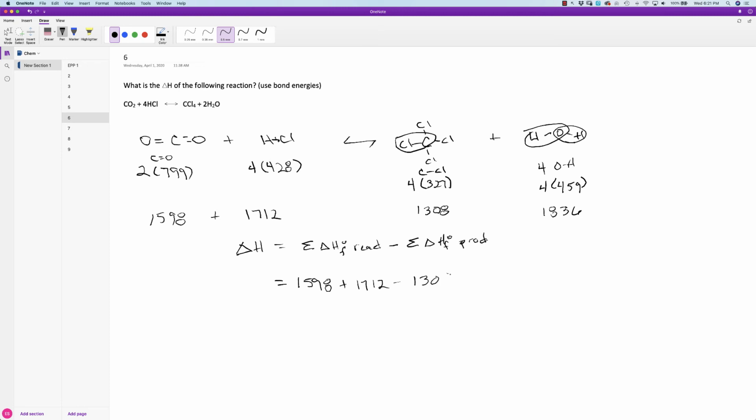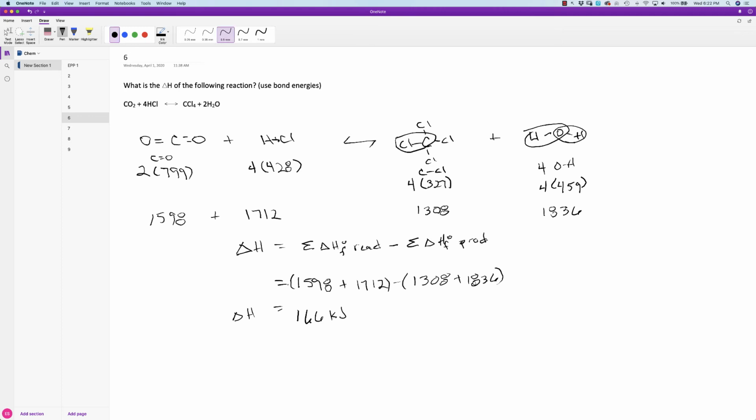1308 plus 1836. Okay, when we do all this math, it comes out to 166 kilojoules. So our change in enthalpy there is 166 kilojoules.